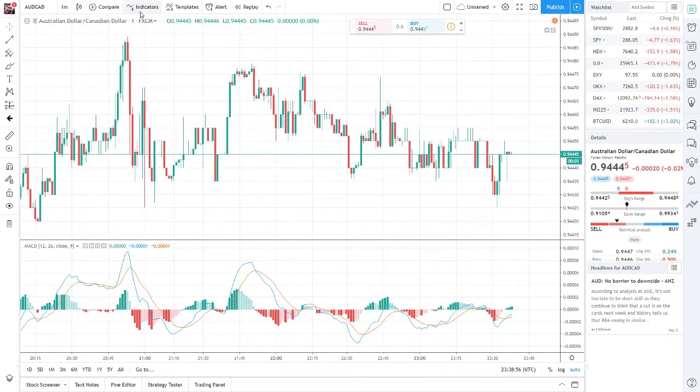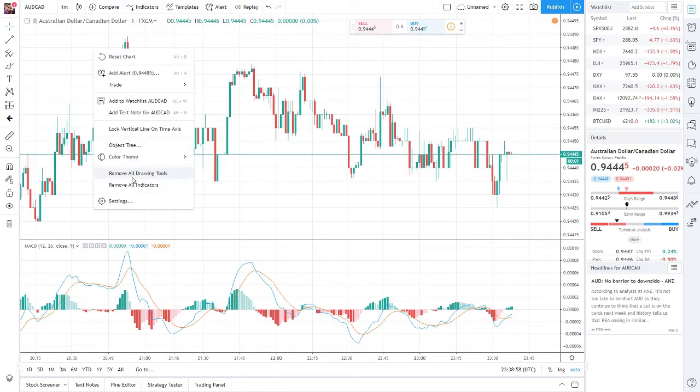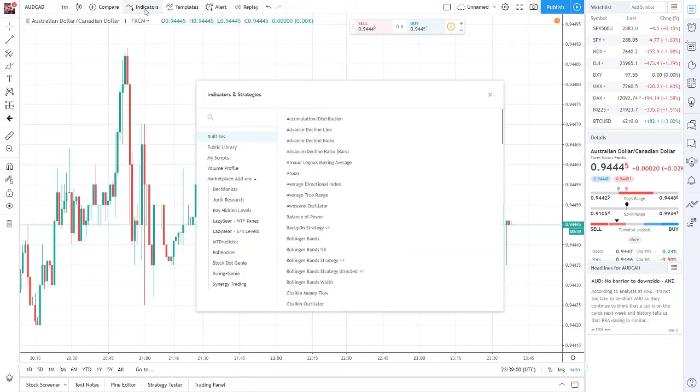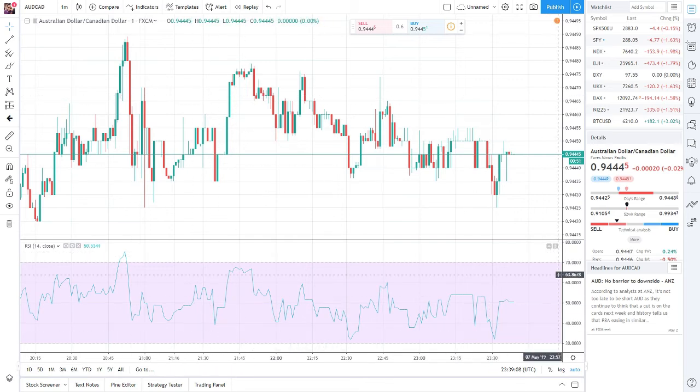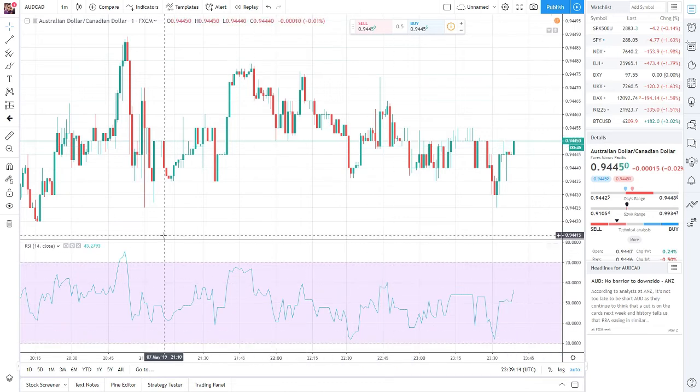And if you want to use the RSI, for example, the relative strength index, let me just remove this. It works like this: there's a 70 percent level as well as a 30 percent level. Whenever the chart reaches 70, there's a high possibility that the chart will go down. Whenever the chart reaches 30, there's a high possibility the chart will go up.